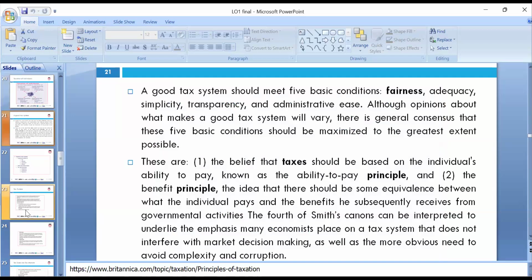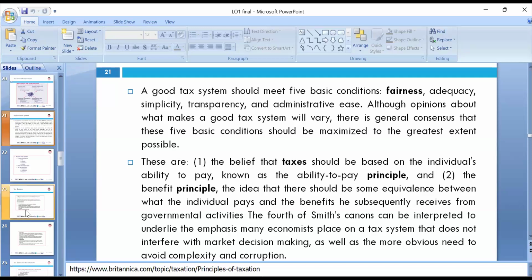A good tax system should have five basics: fairness, adequacy, simplicity, transparency, and administrative ease. Although opinions about what makes a good tax system vary, there is a general consensus that these five basic points should be maximized to the greatest extent possible.